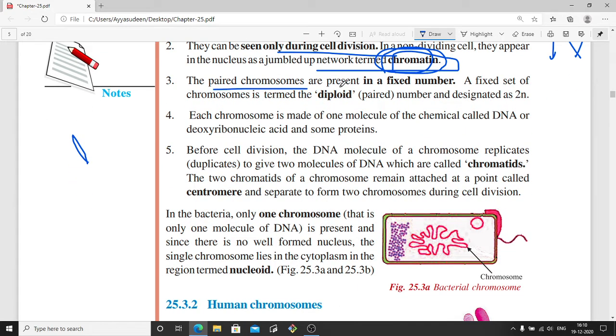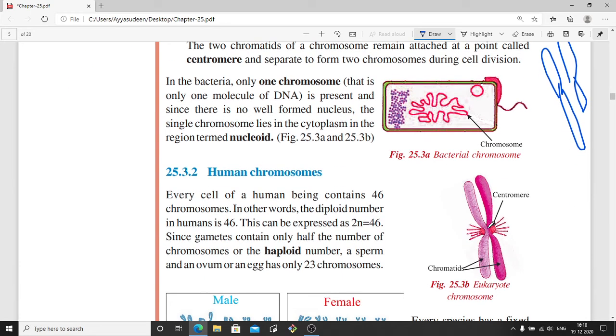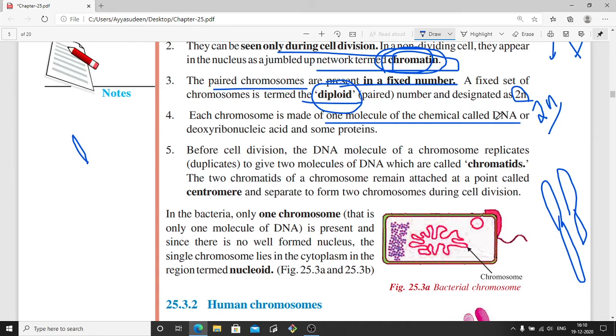The paired chromosomes are present in a fixed number, as we said, and this pair is called diploid. Since it's diploid, the formula given is 2n. Each chromosome is made up of one molecule of the chemical called DNA. You can see here, this is the chromosome, and it is made up of DNA, deoxyribonucleic acid, and some proteins.